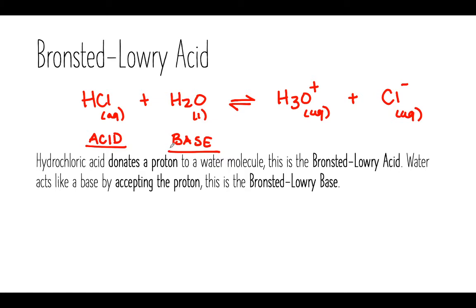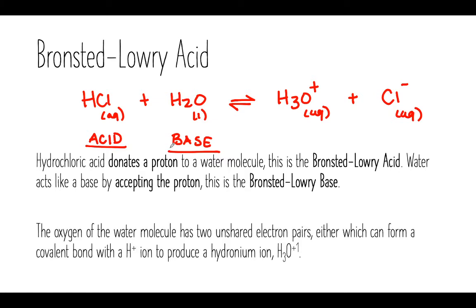And just to go back and explain what's happening in that reaction mechanism, the oxygen part of that water molecule has two unshared electron pairs, right? We call these lone pairs. And either one of those can attract the H+ ion from the HCl, and that's what resulted in the H3O+. Our hydronium ion is produced. Our H2O, when it gains that proton, becomes H3O+.